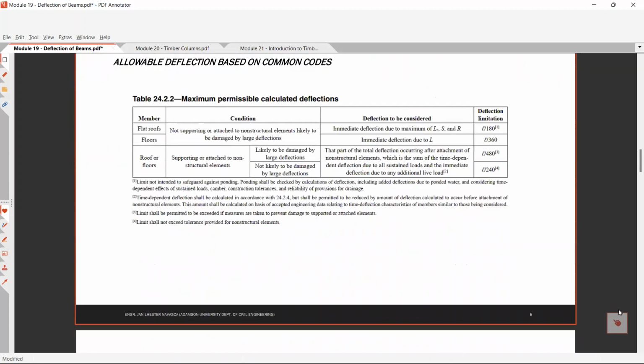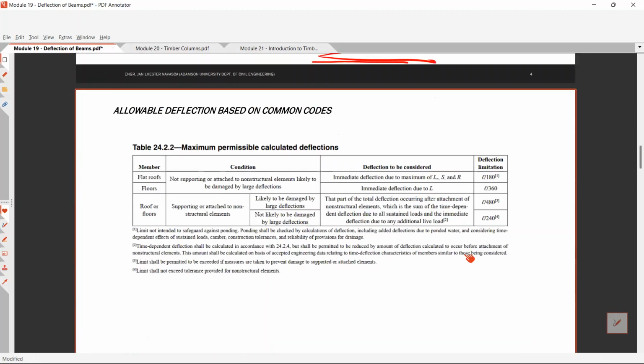So, what are the allowable deflections based on different codes or based on common codes? So we have for flat roofs and floors, two deflection requirements, L over 180 or L over 360. And for roof or floors, we have L over 480 or L over 240. Depends on the different conditions.